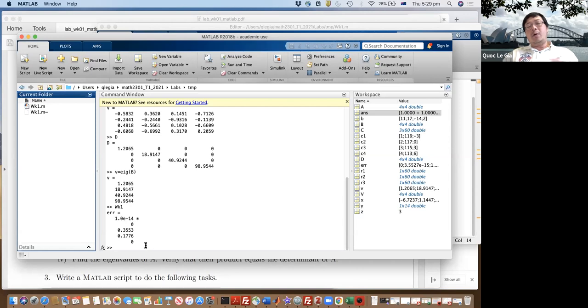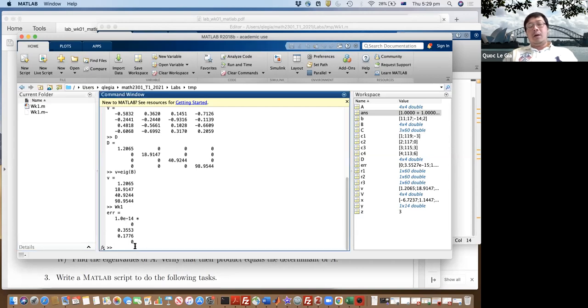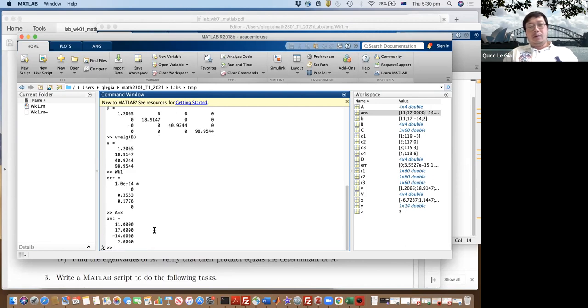Because you will see in chapter 2 that everything is approximate to a certain tolerance. You cannot have exact 0 inside a computer. So 10 to the minus 14 is very close to 0 already. So the errors is a vector that is close to 0, so Ax almost equals B. And if you just type Ax and you type B, you see that they are very close.